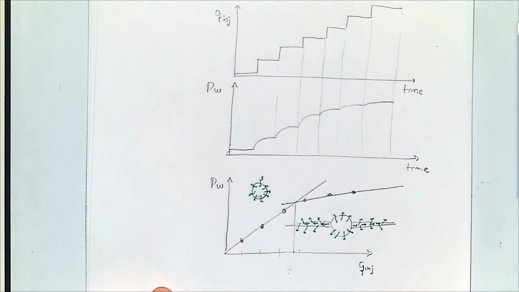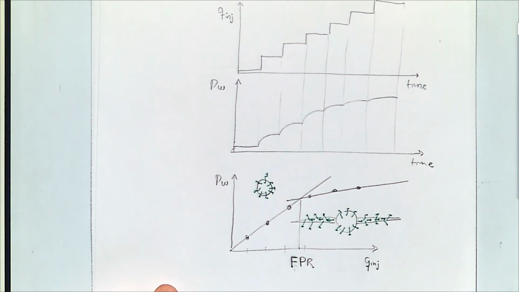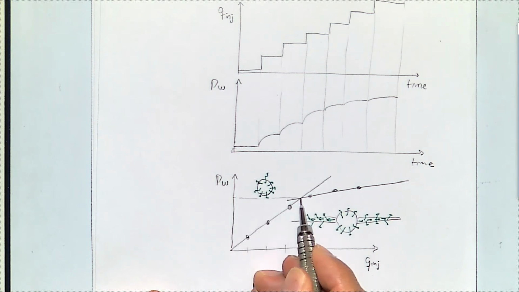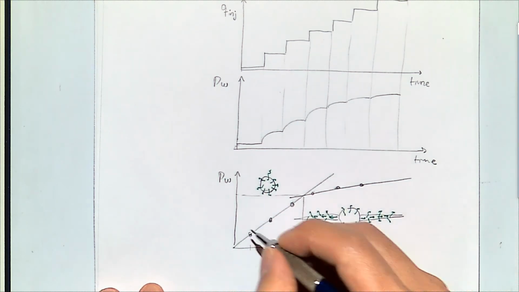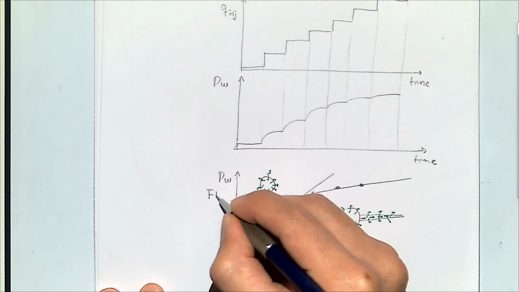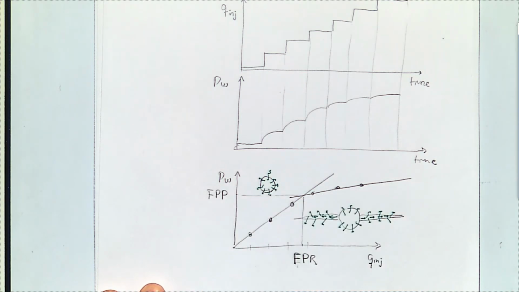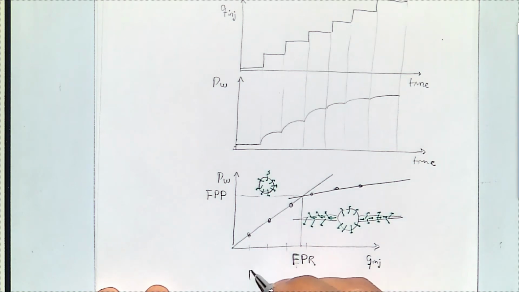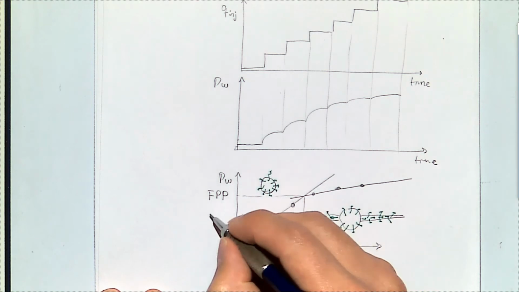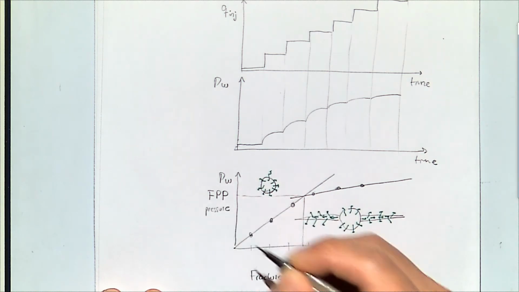Let me just put it in acronyms. So here we're going to have fracture, let's call it, it's actually called fracture propagation rate. And this one, the same, is going to be the fracture propagation pressure. So let me spell it over here. This is a rate, and this is fracture propagation pressure.